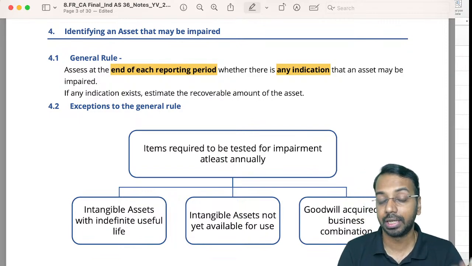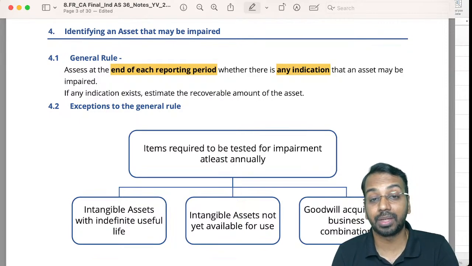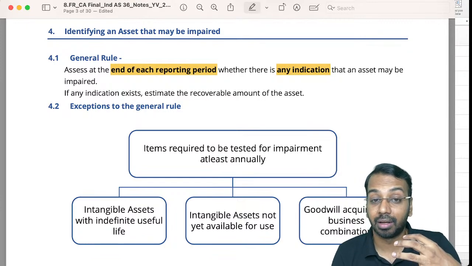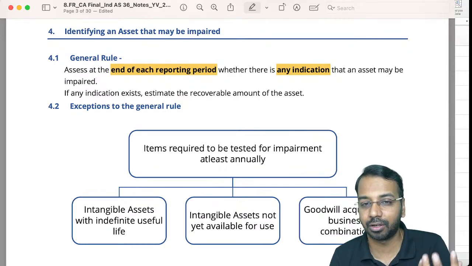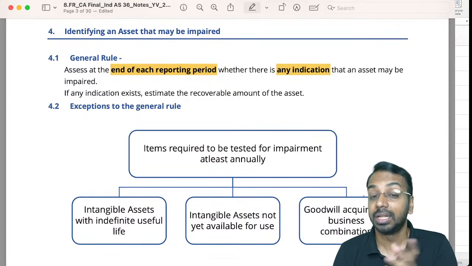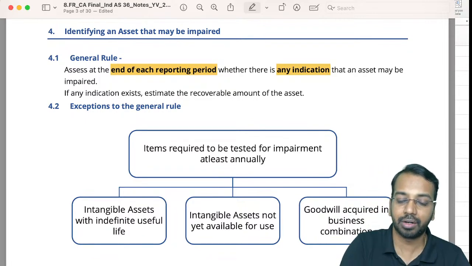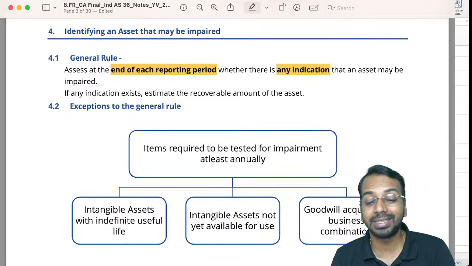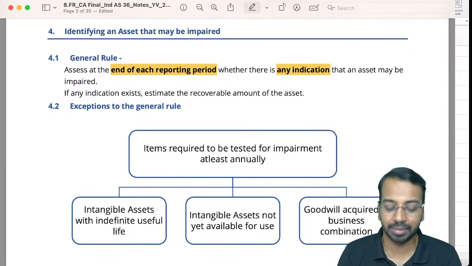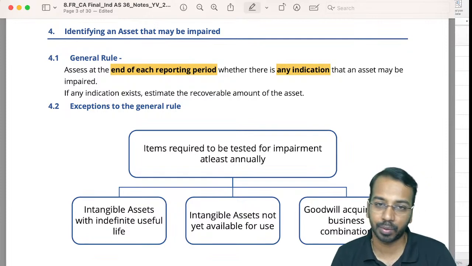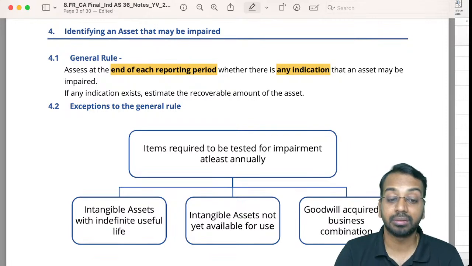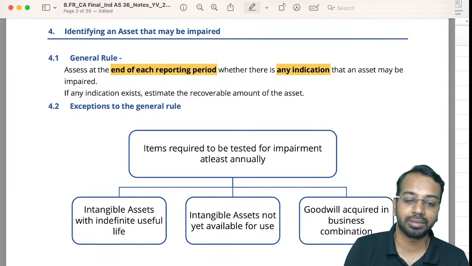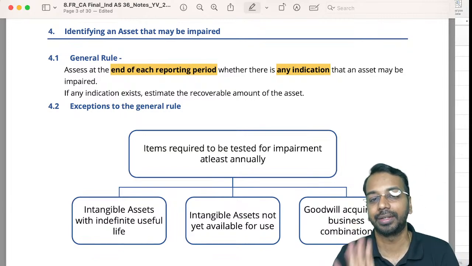When do you go to a doctor? When you see there is a symptom, there is a fever kind of thing, or you are having some symptoms of fever, cold, cough, then you go to a doctor. So here also, at the end of each reporting period, you check, is there any indication, is there any symptom that an asset is impaired? Okay. If there is any symptom, then you calculate the recoverable amount and calculate the impairment.